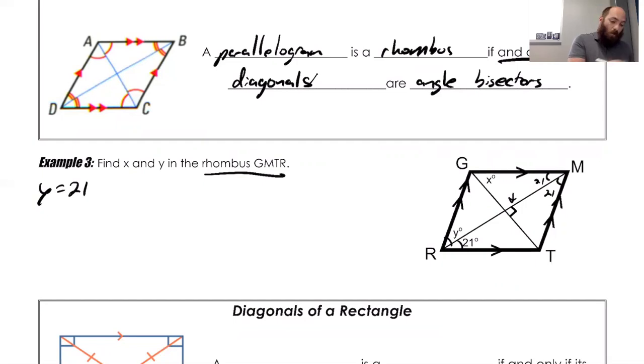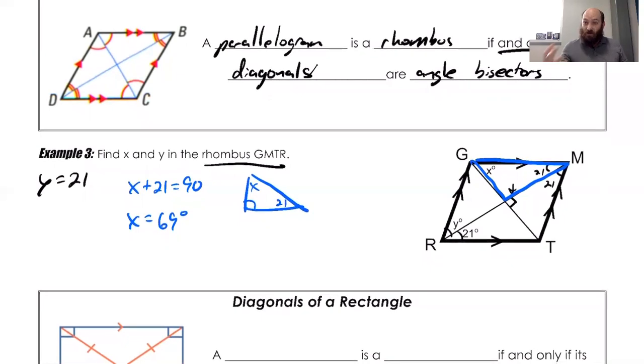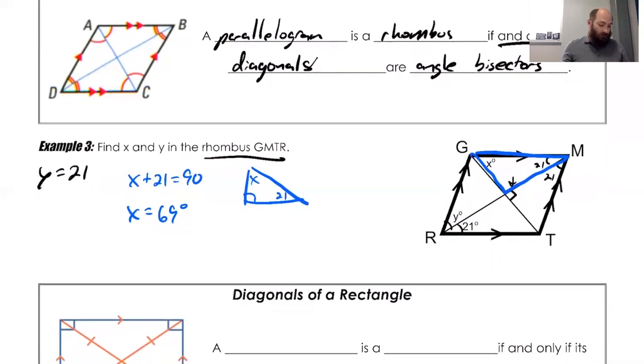Well, now I have a right triangle with X, 21, and a right angle there. So from my previous properties, if I take X plus 21, that needs to add up to 90 to make this into a triangle. Subtract that over, and I get X equals 69 degrees there. So that's how we're using our diagonals to help us with some of these angle measures.